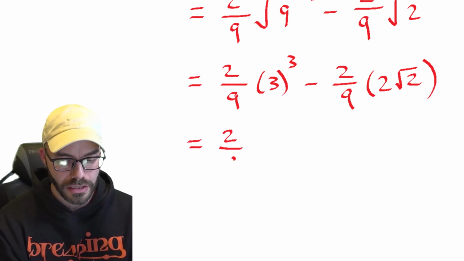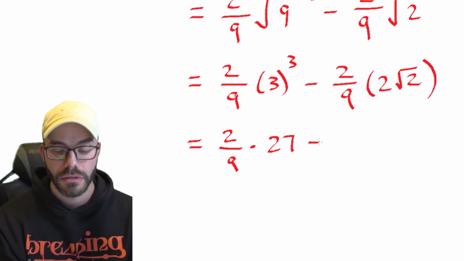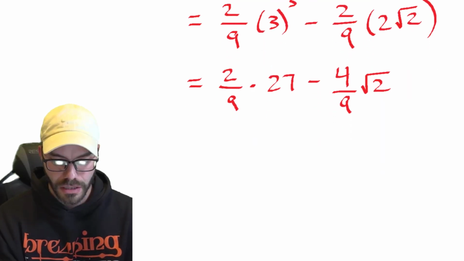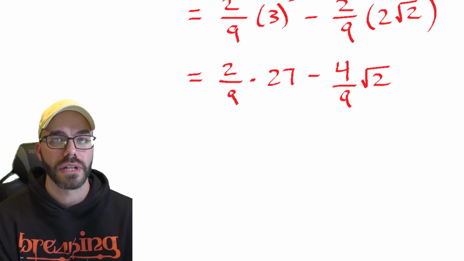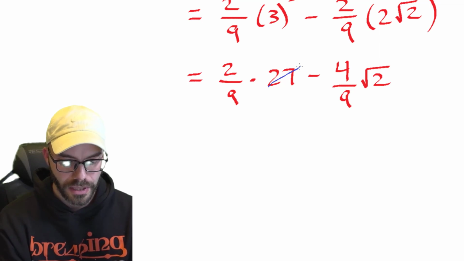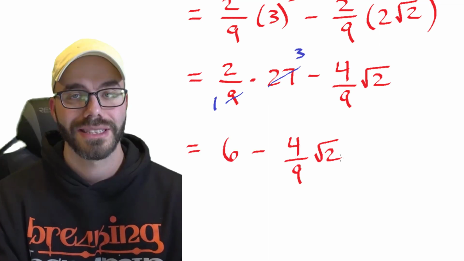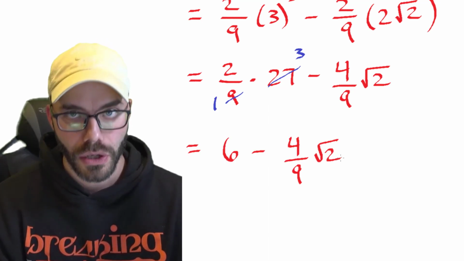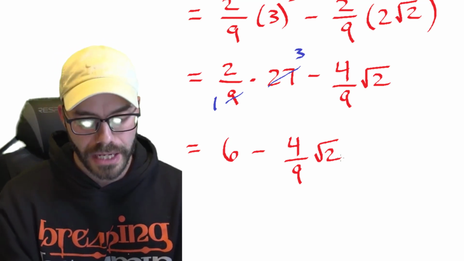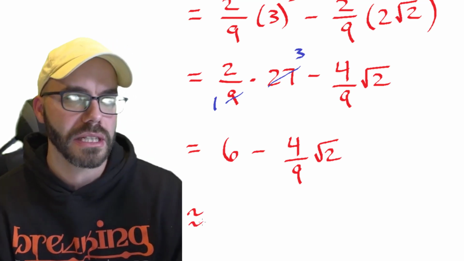2 over 9 times 27 minus 4 over 9 times root 2. Now 2 over 9 times 27, now I can reduce that to 3 over 1. 2 times 3, 6, minus 4 over 9 times square root of 2. Now from here I can write it as one fraction if I want. I can approximate. That's what I want to do to check myself in the calculator. So let's approximate this to see what it is.